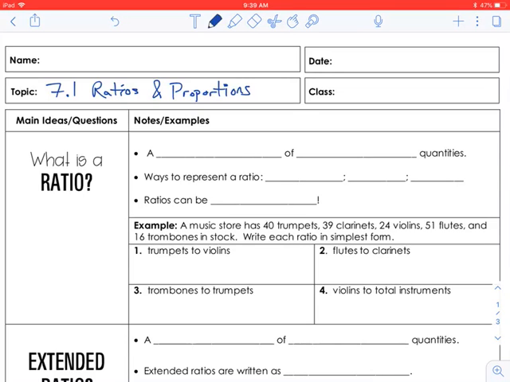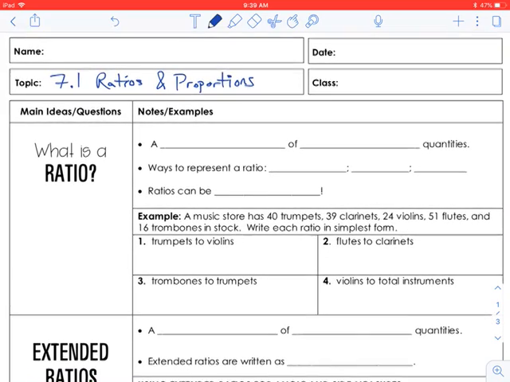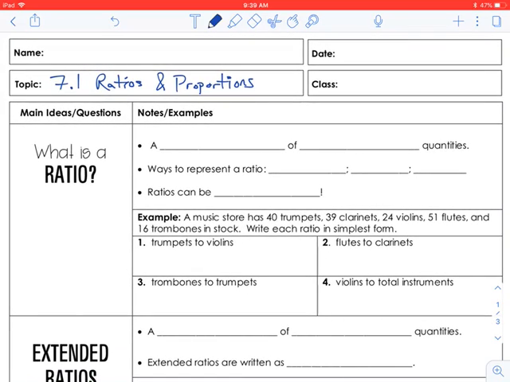All right, geometry. We are talking about ratios and proportions today. It's the start of our new chapter. Our new chapter's overall focus is on similar triangles. To start out, we need to make sure we know what ratios and proportions are.